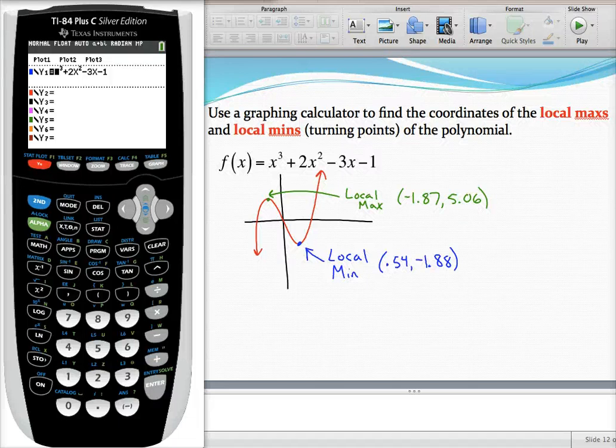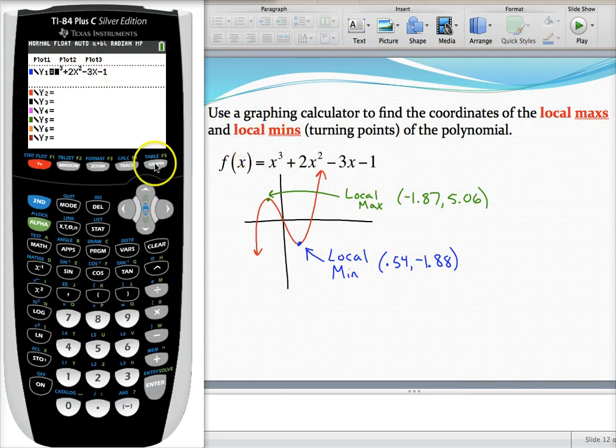To find the turning points of a polynomial, the maxes and mins, we're going to need to use a graphing calculator to do that. So I've gone ahead and already typed my polynomial in. And while you're typing in, there are just a couple things you may want to pay attention to. Since this is degree 3, as we talked about in class, I know this polynomial will have at most 2 turning points. There's always at most 1 less turning point than the degree.